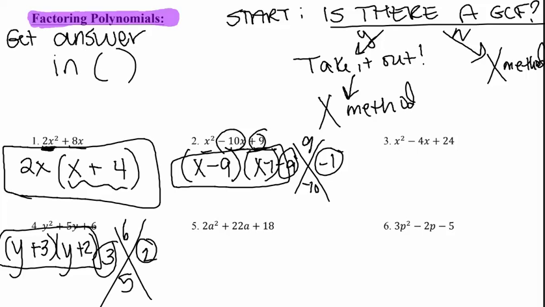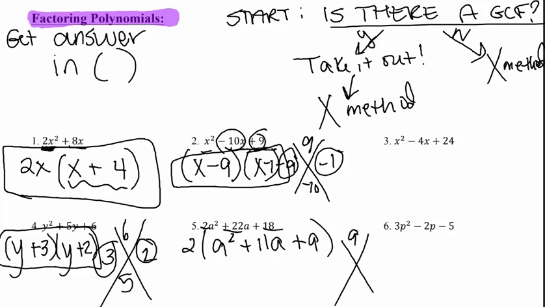If we go over to number 5, first question: is there a GCF? Yes, they all have a 2 in common. So I'm going to take out a 2, and I'm left with a squared plus 11a plus 9. All I'm doing is dividing each term by 2. Because I still have a squared, I have to do the X method. Last number goes on top, middle number goes on the bottom. Factors of 9 that make 11. 3 and 3, no. 9 and 1, nope. So no factors work, which means I can't do the X method. So this would be my answer.